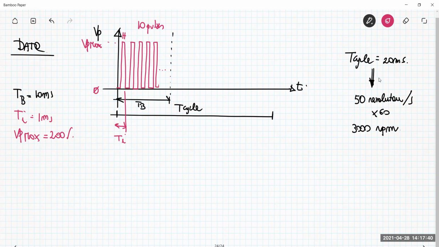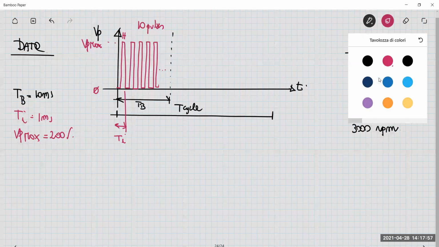Okay, so I know that there are 10 pulses. I don't know the width of these pulses, but the number of pulses is large enough to obtain a very precise control of the injected fuel.